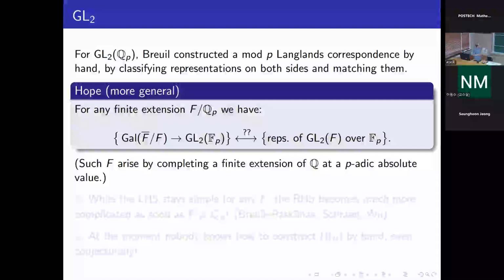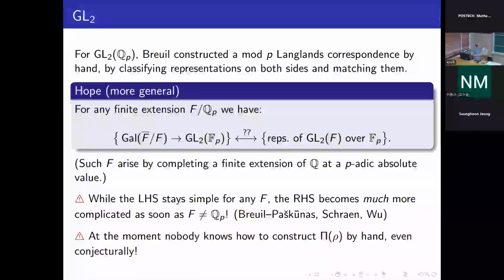Namely, the left-hand side doesn't really change too much when you classify these Galois representations. It does change a little bit, but not in any essential way. Whereas the right-hand side becomes a huge deal more complicated when F is not equal to Qp. And this was first realized in the work of Florian around 2000 and starting around 2006, 2007.